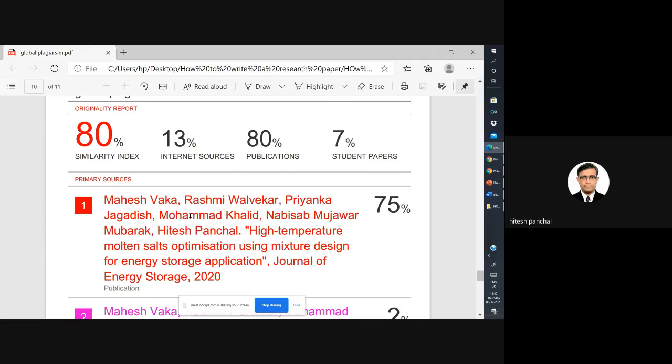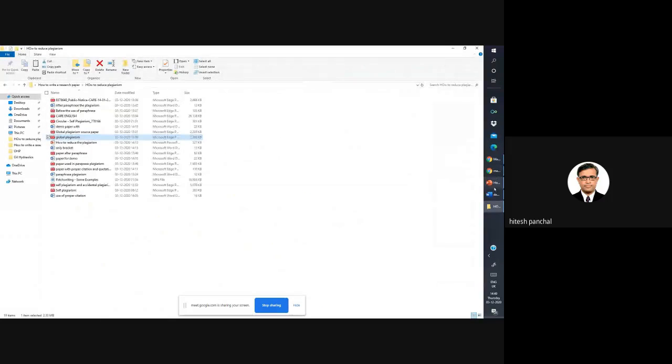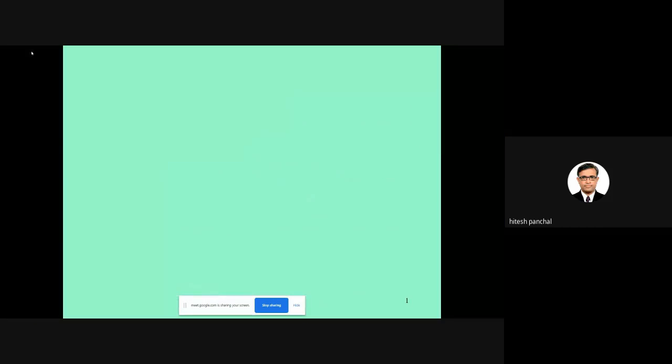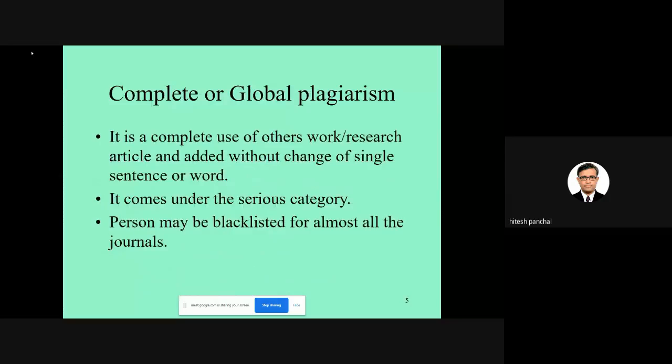So it is very important to know that if you obtain above 70%, your paper will definitely be rejected due to global plagiarism, and here 80% plagiarism is there, so automatically you will be blacklisted for several years also. Now, the second thing I want to share: I think you have understood clearly regarding complete or global plagiarism. I don't think you have any doubts about it.